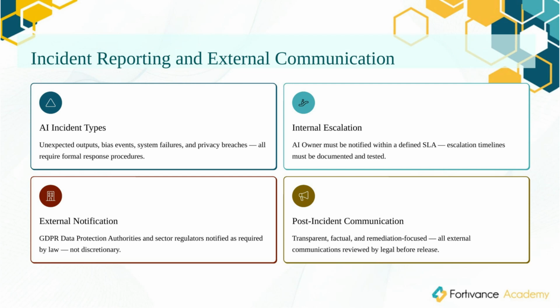Depending on the situation and the law, you may need to inform regulators, your GDPR Data Protection Authority, or relevant sector regulators as required. And finally, post incident communication. Here's my advice, earned the hard way watching others handle this badly. Be transparent, be factual, and focus on remediation. Don't spin it, don't bury it. Think about how you feel when a company you trust admits a mistake honestly and tells you how they're fixing it. You respect them more, not less.